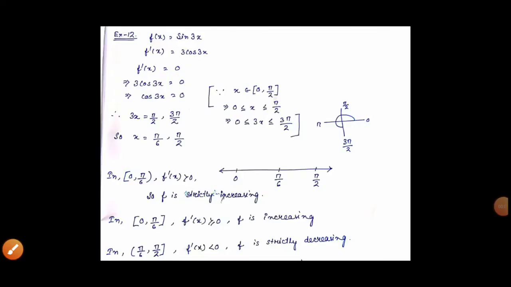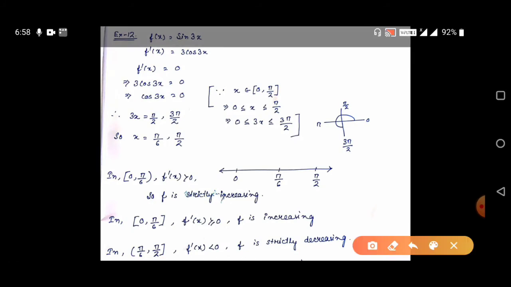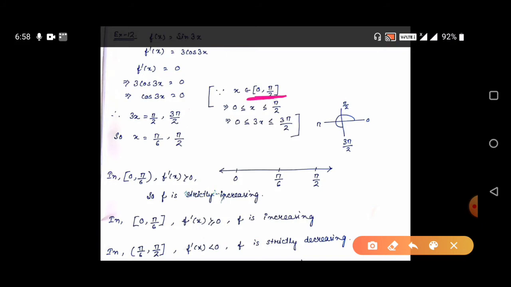Example 12, find intervals in which the function given by f x equal to sin 3x, where x belongs to the closed interval 0 to pi by 2, is increasing or decreasing. So here we have the interval 0 to pi by 2. Now first of all we have to find the derivative of f x. So f dash x equal to 3 cos 3x.